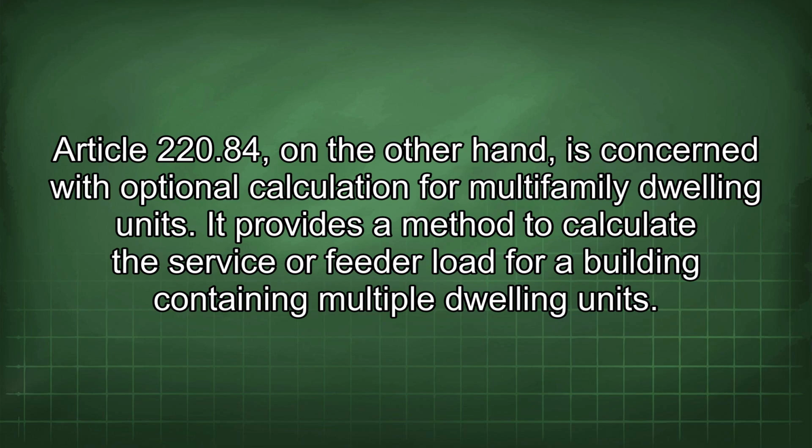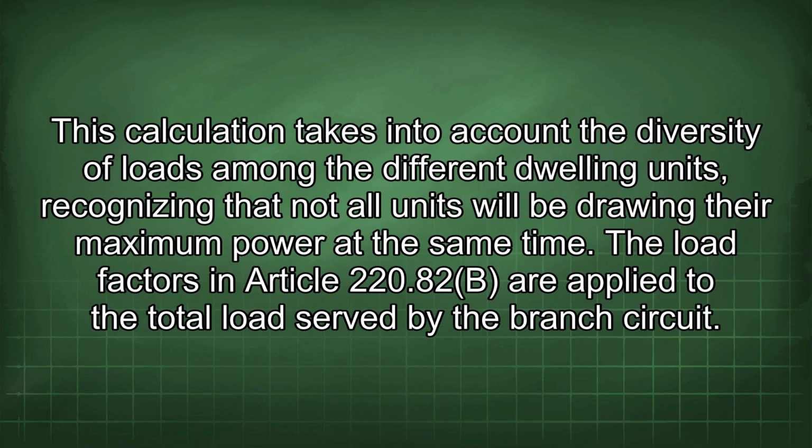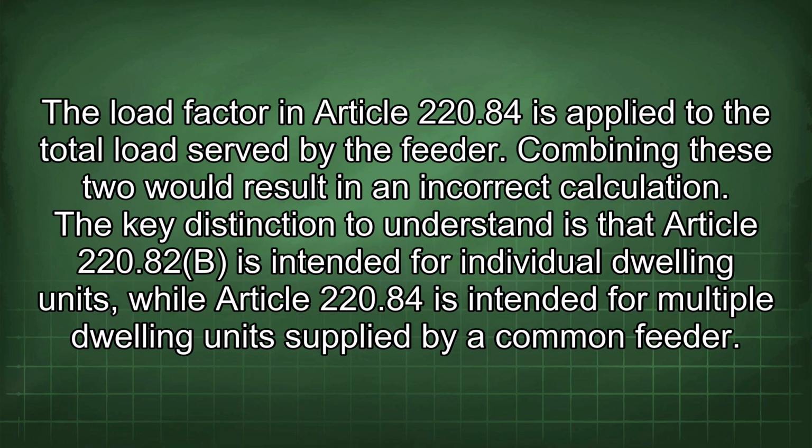It provides a method to calculate the service or feeder load for a building containing multiple dwelling units. This calculation takes into account the diversity of loads among the different dwelling units, recognizing that not all units will be drawing their maximum power at the same time. The load factors in Article 220.82(B) are applied to the total load served by the branch circuit. The load factor in Article 220.84 is applied to the total load served by the feeder. Combining these two would result in an incorrect calculation.